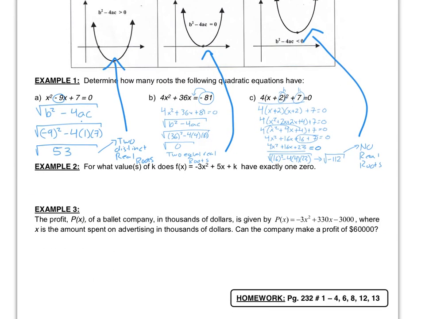These next 2 examples here, we're not going to do this year, unfortunately, because we're just covering our overall expectations.